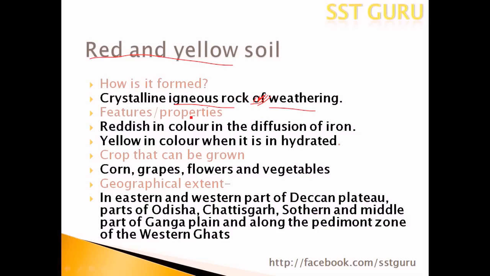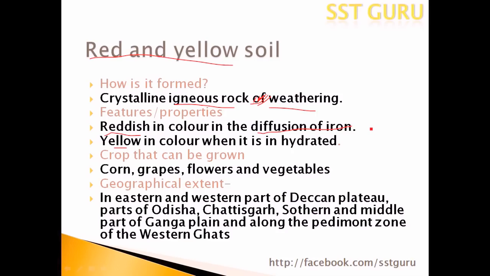Okay, and now coming on to the features and properties of red and yellow soil. Naturally, black soil is black in color, so you call it black soil. Here you have reddish in color, sometimes it is red, sometimes it is yellow, so you call it red and yellow soil. Simple. So why is it red in color? That is the next question. It is because of the diffusion of iron. So whenever you have some iron content, naturally it will get red in color.